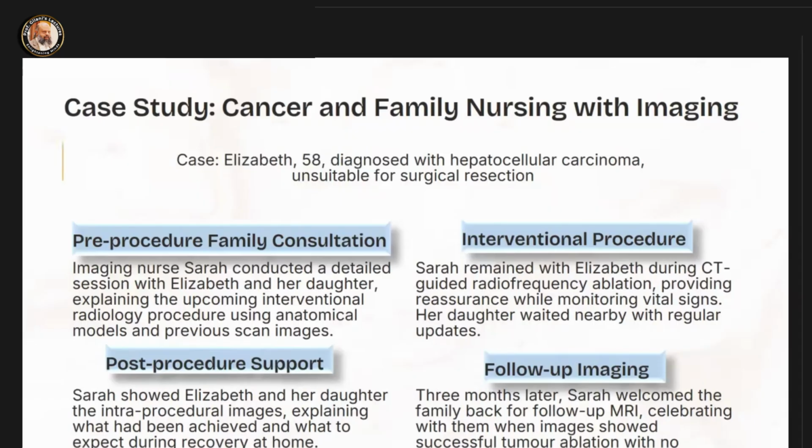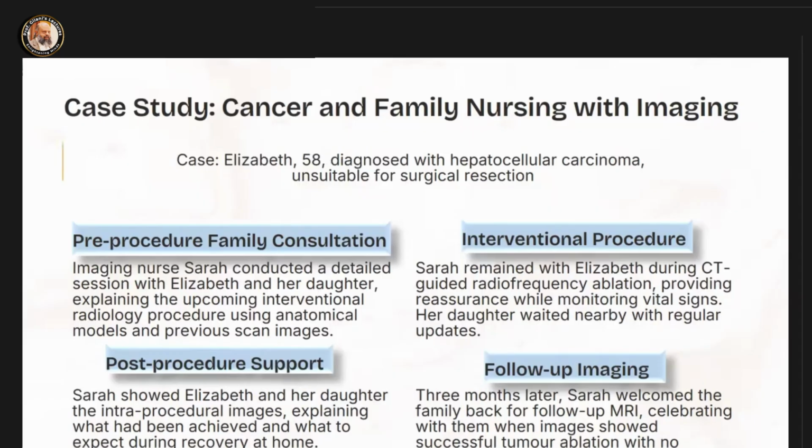Sarah remained with Elizabeth, so the imaging nurse remained with the patient during CT guided radiofrequency ablation, providing reassurance while monitoring vital signs. Her daughter waited nearby with regular updates. Then, post procedure support: Sarah showed Elizabeth and her daughter the intra-procedural images, explaining what had been achieved and what to expect during recovery.